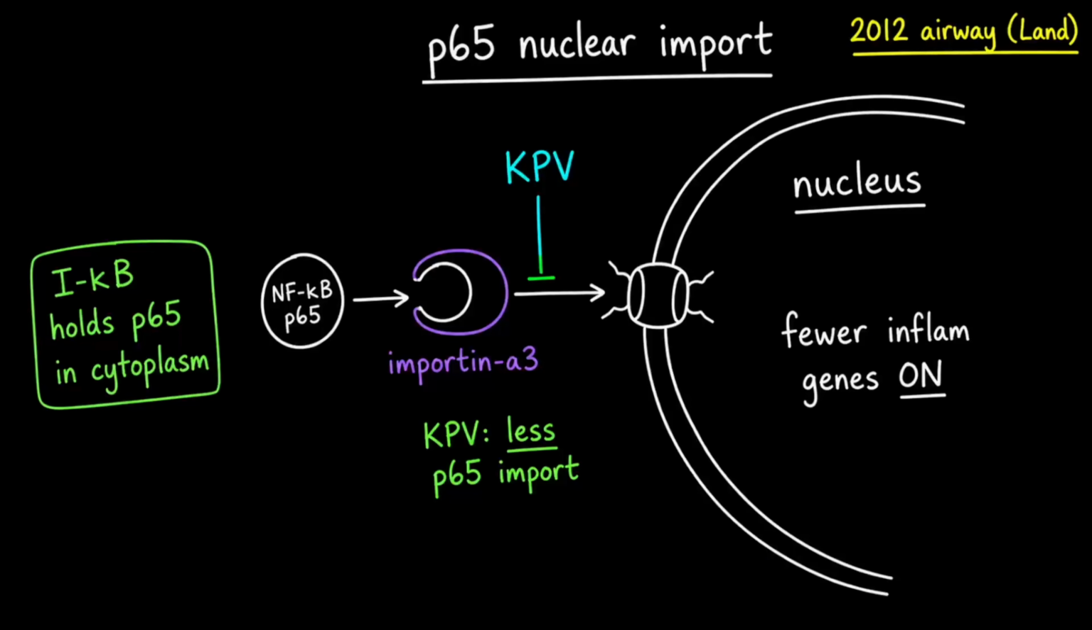And so the molecular version of the alarm switch is not able to get into the nucleus to have an effect on the genes. So we can see here that at this importin alpha-3 step of getting into the nucleus, KPV is blocking that part right there.